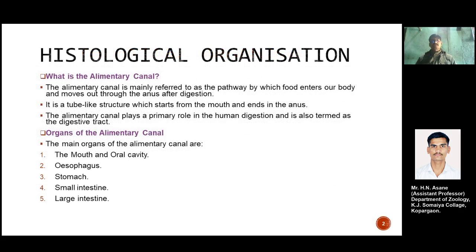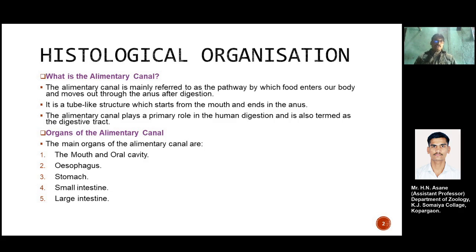So you know what the alimentary canal is. The alimentary canal is mainly referred to as the pathway by which your food enters your body and moves through that passage, and out through the anus. You ingest from your mouth, and then by means of defecation, the undigested food is thrown out of the body as stool.